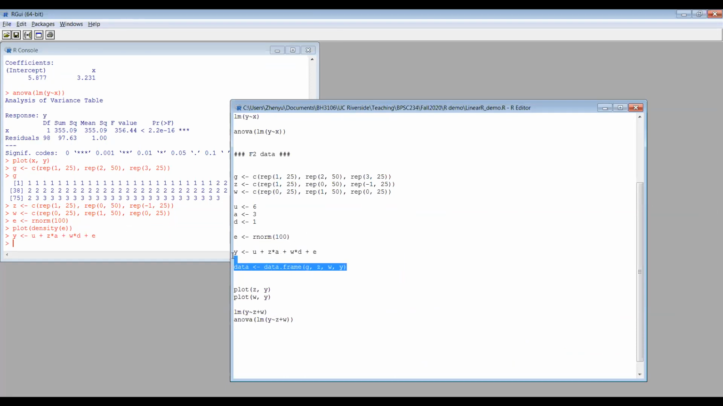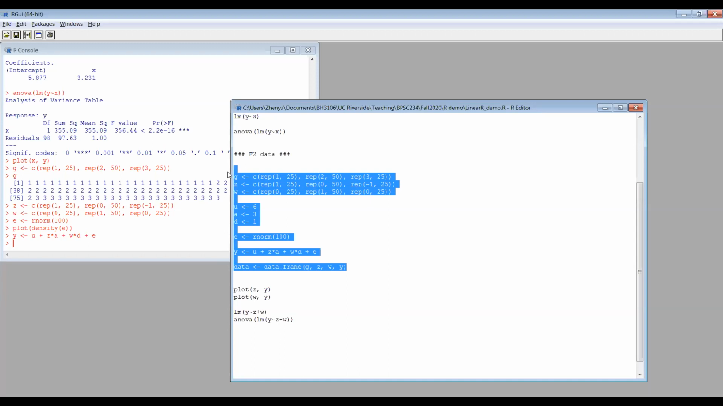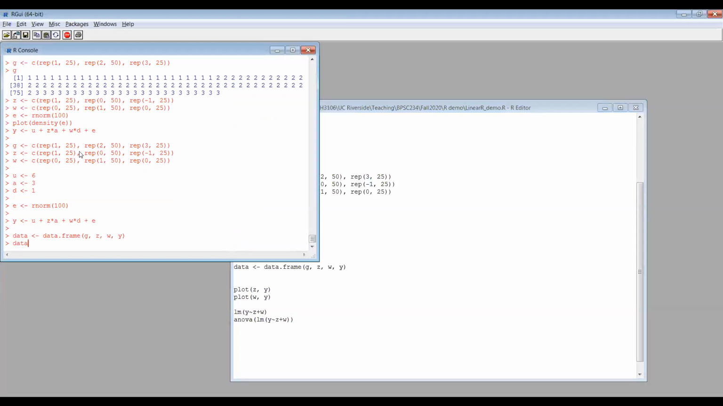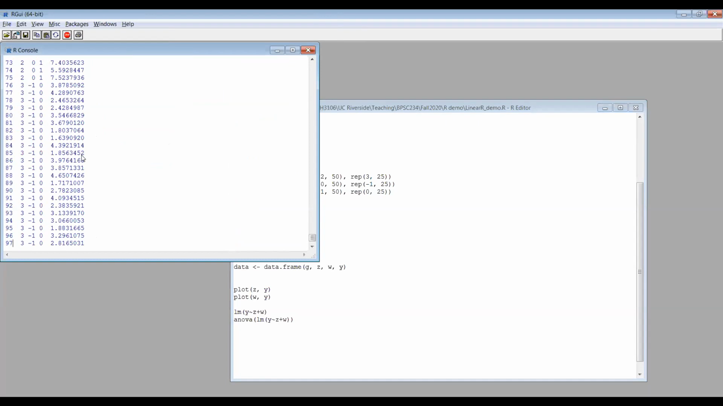Okay, let's look at the data. What does the data look like now? If we combine this data, this is the 100 progeny we generated. The first 25 represent the first genotype, and the Z for them is equal to 1, right? That makes sense. And the W means for the first 25, there's no dominant effect.